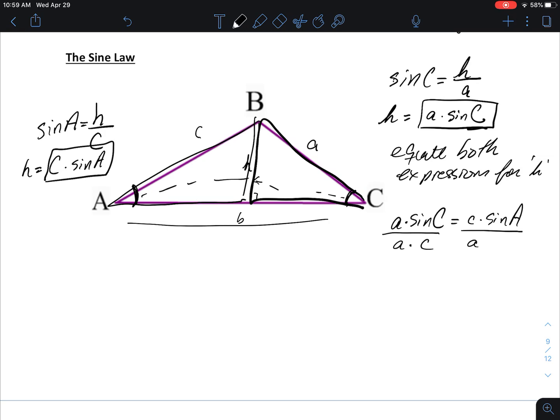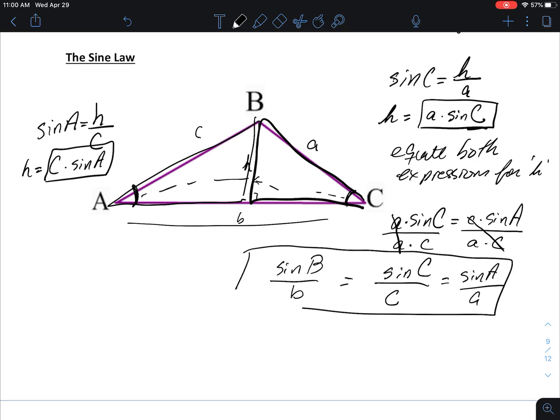And now if I divide both sides by A and C, you'll see here that the a's cancel out, and I get sine of C over C equals sine of A over A. And this is part of the sine law. And so if I flip the triangle around and drew in another height, I could add in that also the sine of B over B would be equal to all of these things. And this is the sine law.